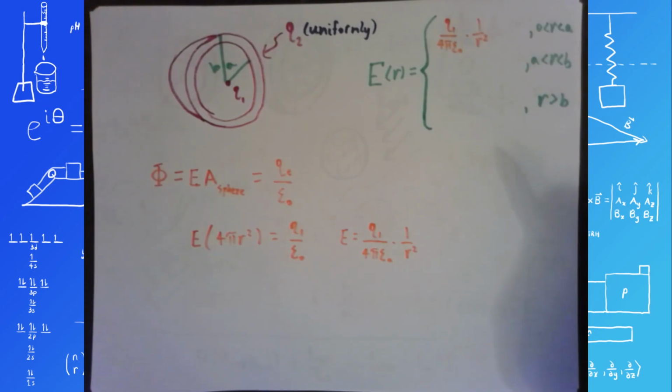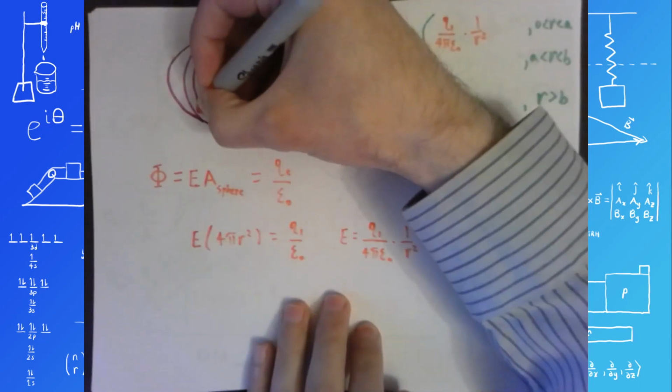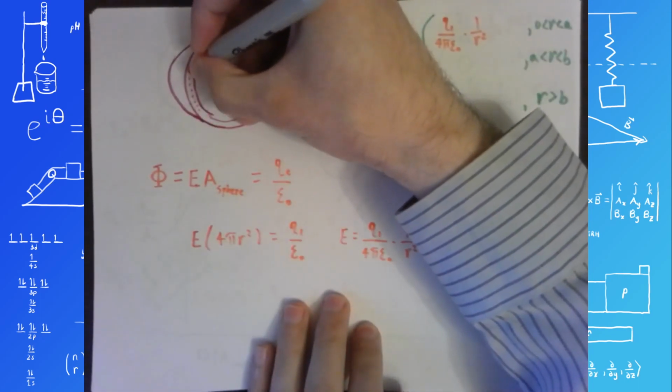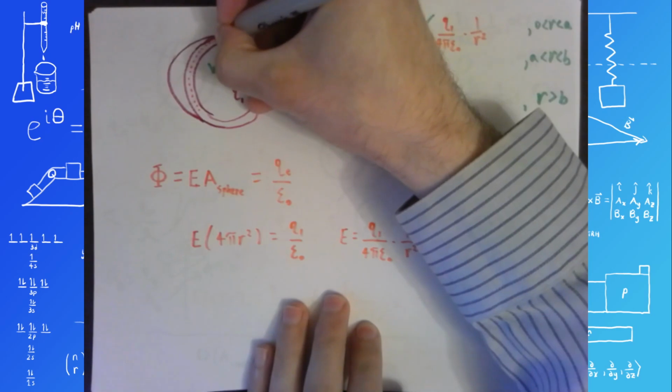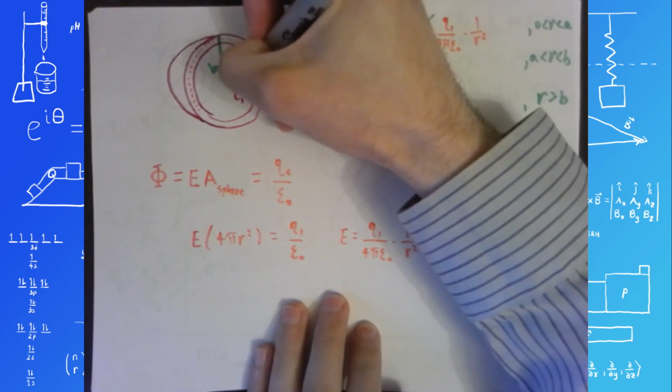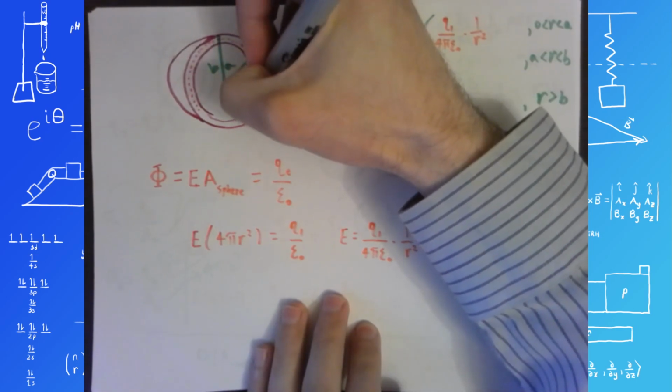And then we get to the next region of interest, where our Gaussian sphere has a radius between a and b. So something like this cuts through here.